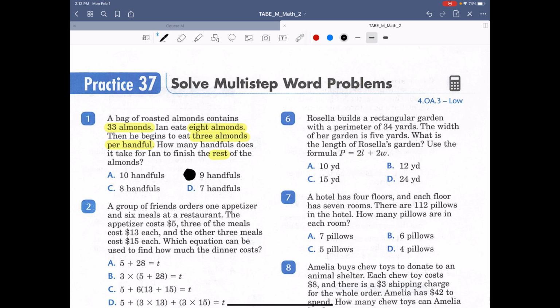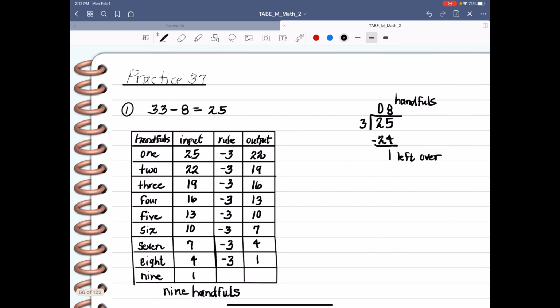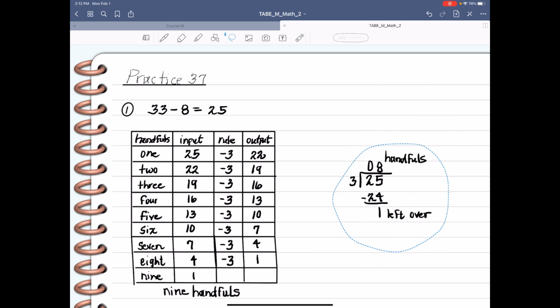This is not an easy question, guys. Some of these are very tricky. So read them carefully and make sure you really pay attention. But either of these ways would work just fine to get the answer. Clearly, this division is much shorter, but if that doesn't make sense to you, use the table. There are different ways to get these answers.